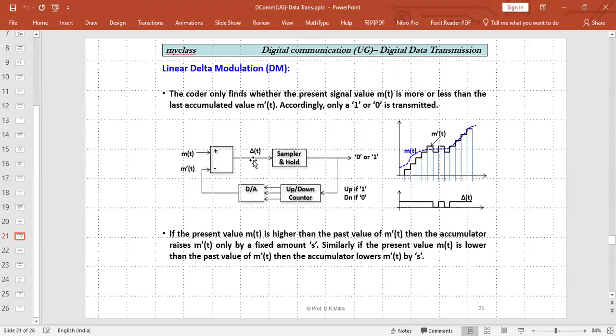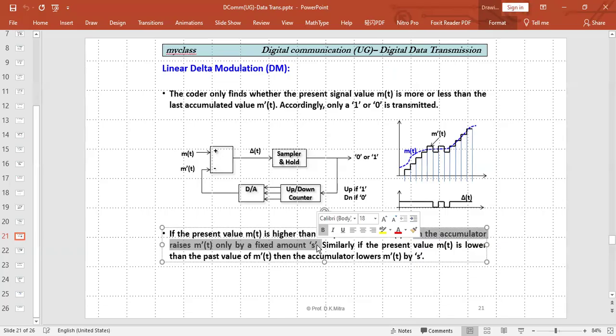Now, it's described here, what I just told you. If the present value m(t) is higher than the first value of m dash t, then the accumulator raises m dash t by a fixed amount s, a step. This step is your design. You want to make it 1 volt or 10 millivolt, it's your design. If m(t) is lower than the past value, then the accumulator lowers m dash t by 1 step. So it is only creating 1 step high or 1 step low.